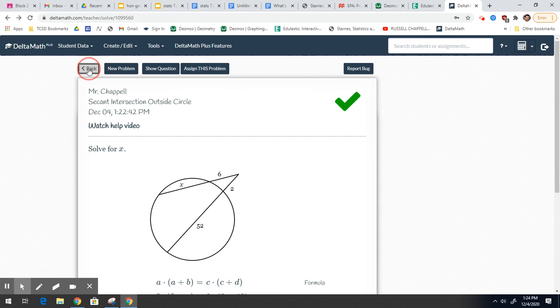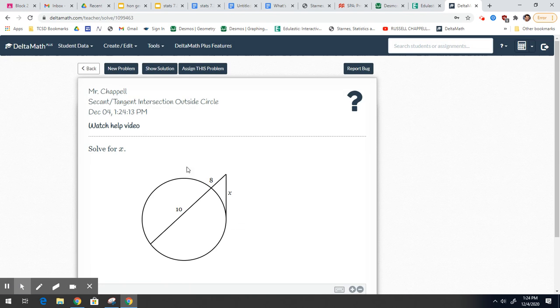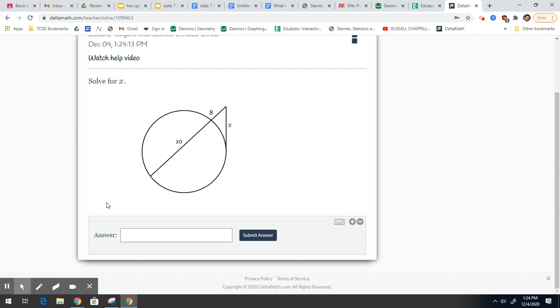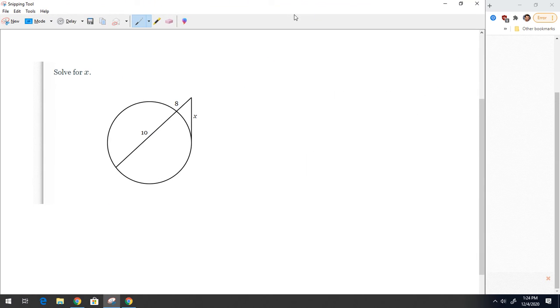Cool. All right, and then we'll do one more problem here. Again, identify what's involved. I see a secant and a tangent. All right, so it's a secant tangent situation. Again, secant, remember, it's part times whole, so outer part times whole.